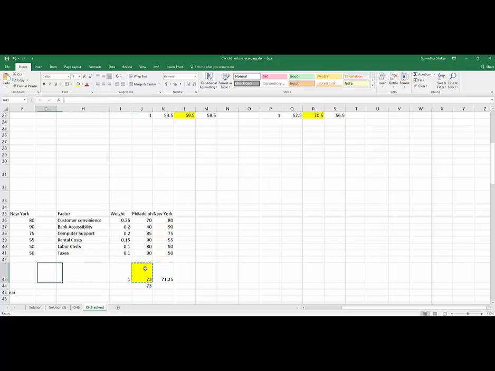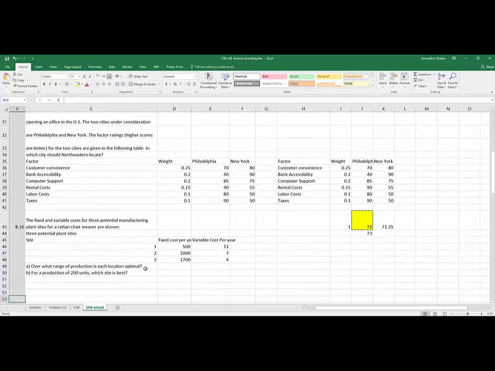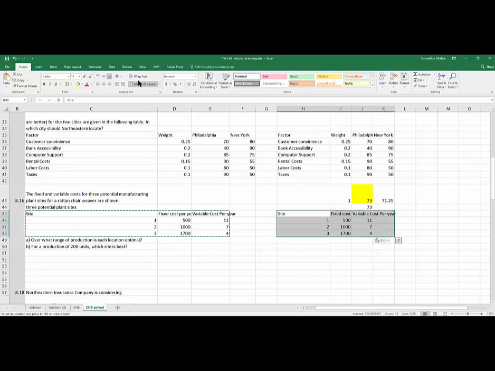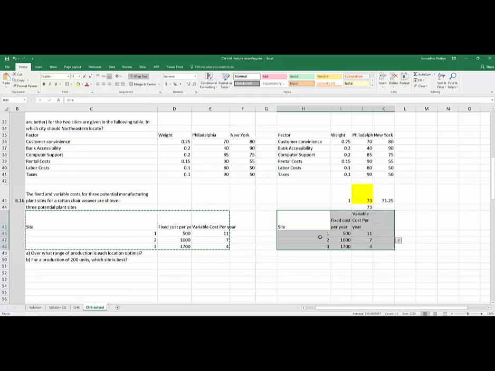Now the next type of question we have is for the fixed and variable cost. Now we are given the fixed and variable cost for 3 different sites. So let me get this over here. So we know the fixed and variable cost for 3 different sites: site 1, site 2, site 3.